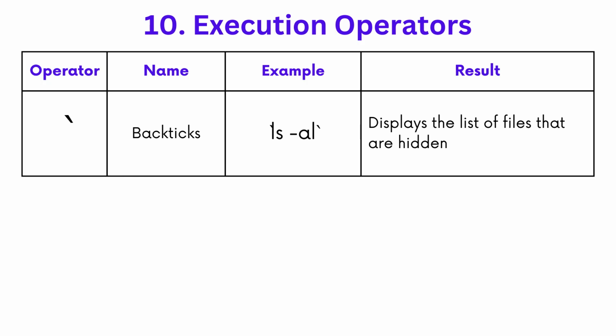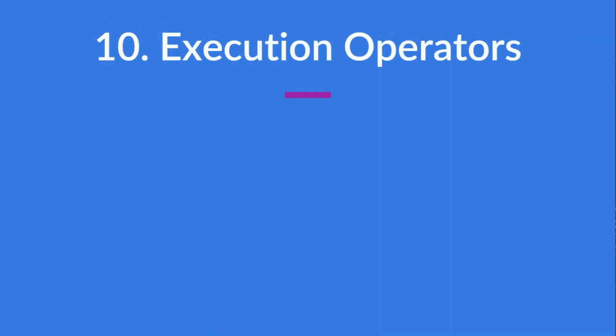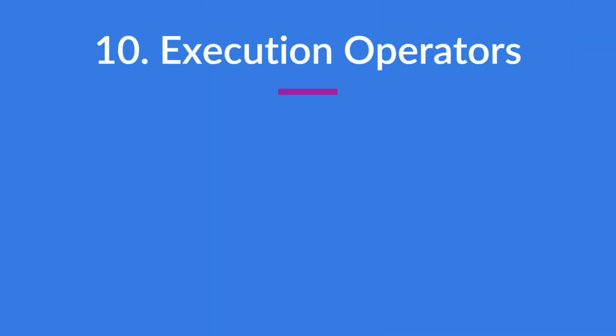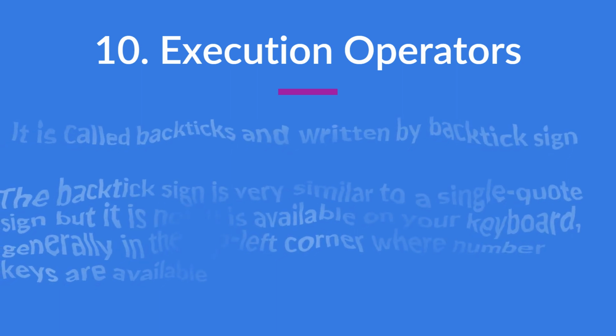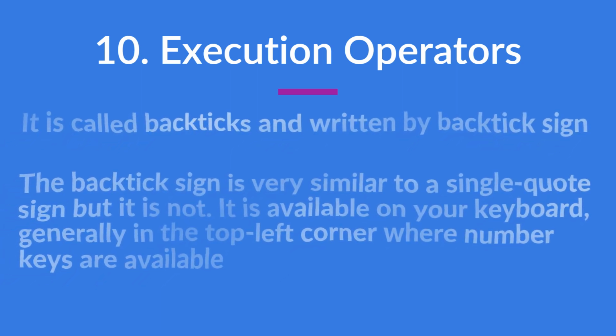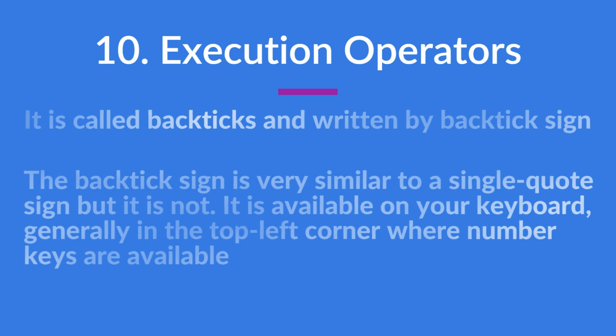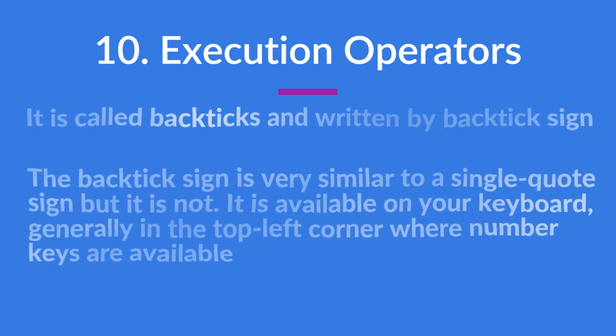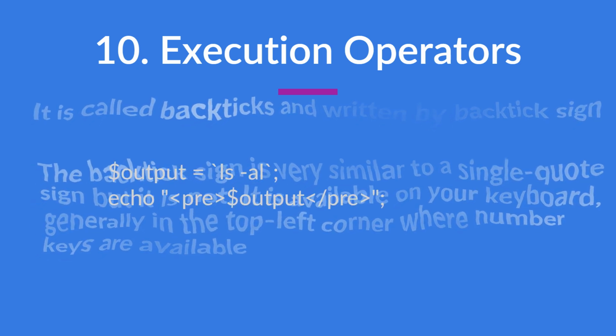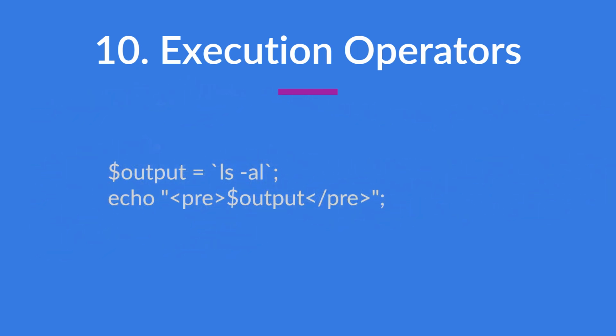10. Execution operators. The PHP execution operators are used to run the shell command. There is only one execution operator available and it is called backticks and written by backtick sign. The backtick sign is very similar to a single quote sign, but it is not. It is available on your keyboard, generally in the top left corner where number keys are available. It is the very first key on that row just before the number 1 key. Here is how these are used. In this example, the Unix shell command displays the list of files that are hidden.